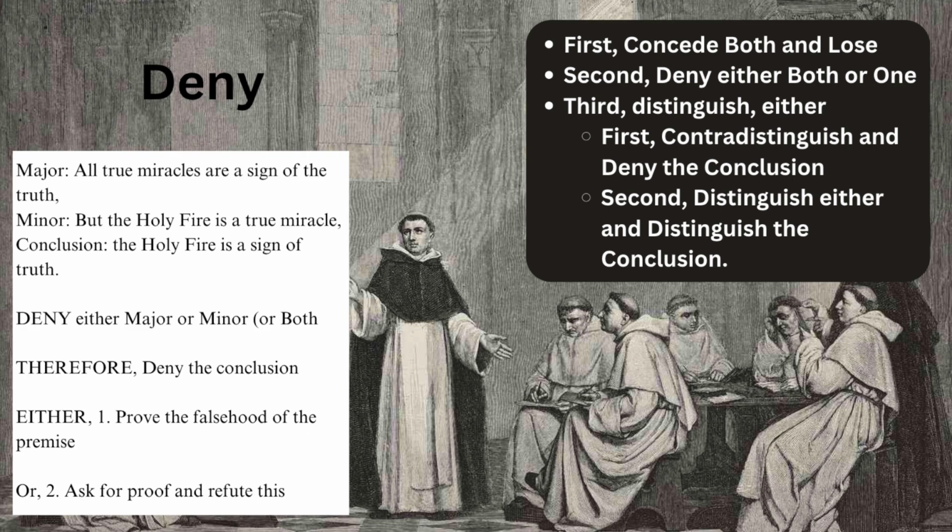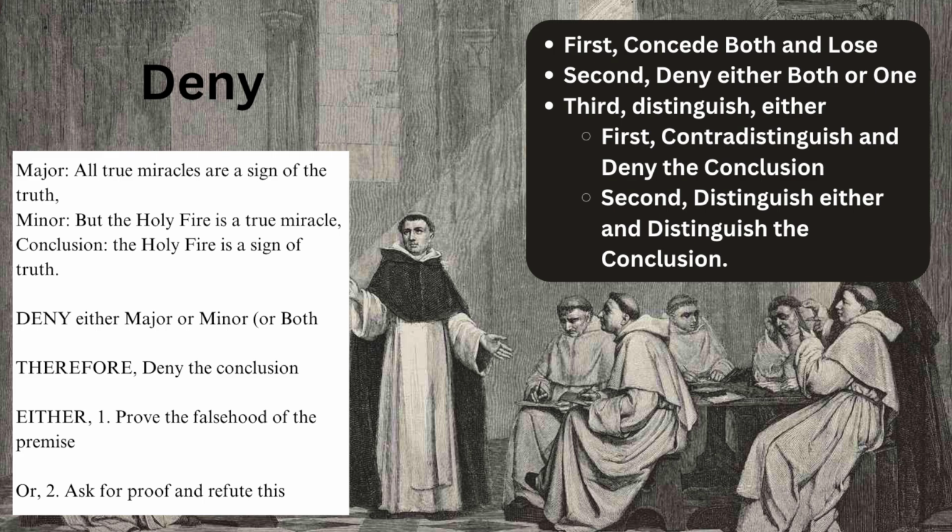Lastly, as mentioned earlier, one can straight up reject one or both of the premises, which will lead to a rejection of the conclusion. For example, if someone said, all true miracles are signs of the truth, but the holy fire is a true miracle, therefore the holy fire is a sign of the truth. In this case, there are two ways one could go about this. Either, first, one could distinguish the usage of sign of truth, since it is ambiguous, as I've spoken about in other places. Or two, one can simply deny the minor premise.